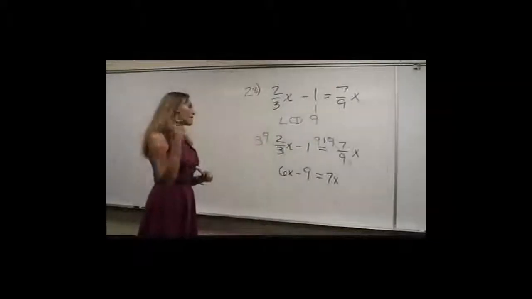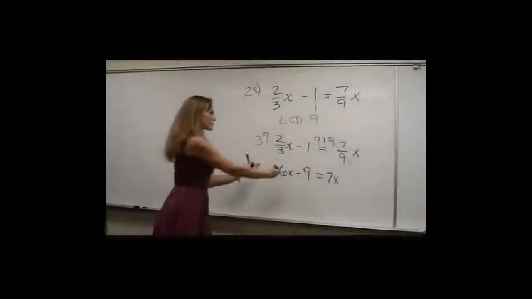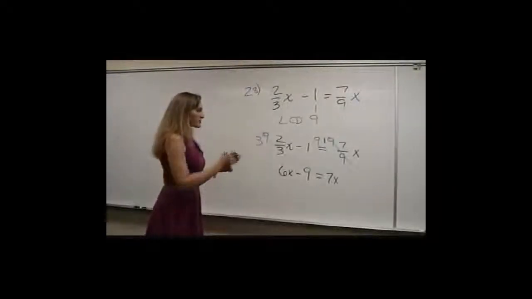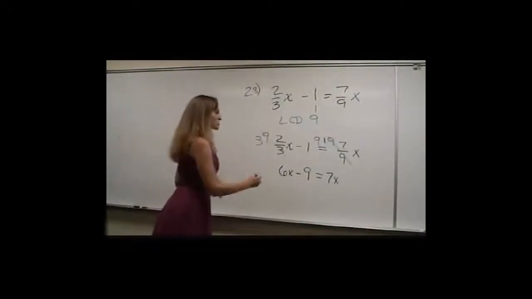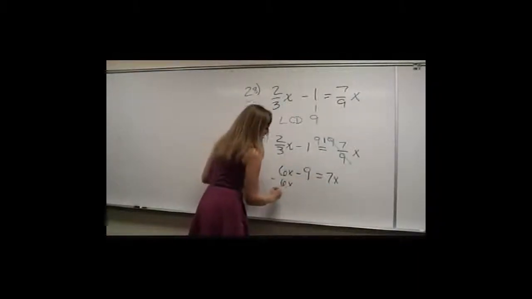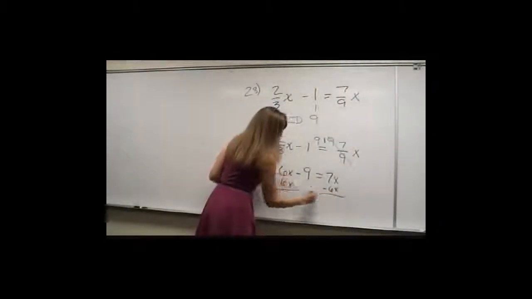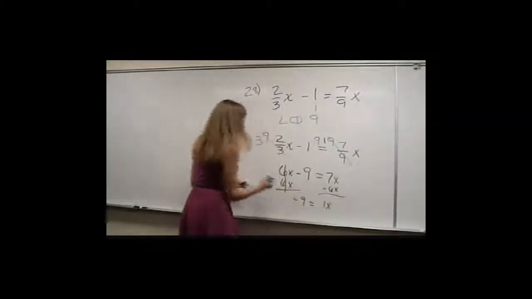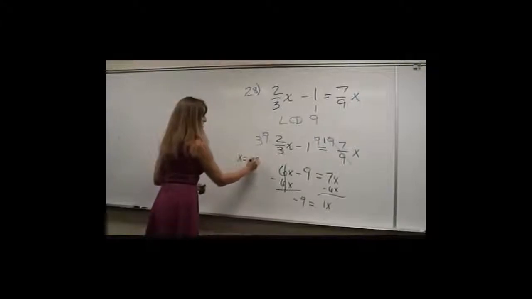I need to combine like terms. Now, I have an x term on the left, I have an x term on the right. I want to combine like terms but over an equal sign, which means I'm going to have to change signs because I'm going past an equal sign to combine. So minus 6x, minus 6x. These cancel. I have negative 9 is equal to 1x. So my answer would be x is equal to negative 9.